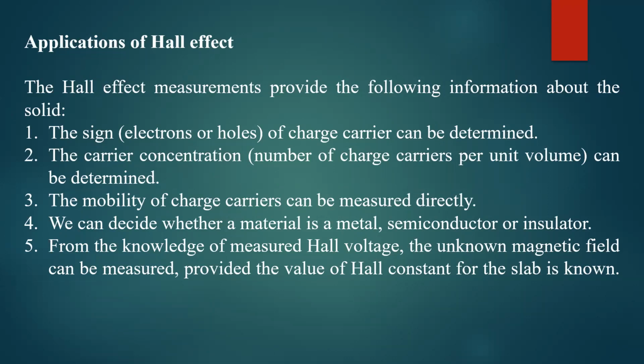Then, from the knowledge of the measured Hall voltage, an unknown magnetic field can be measured. If you know the applied electric field, you can measure the Hall voltage, and then you can find the value of Hz, that is, the magnetic field applied to produce the Hall effect, if the Hall constant or Hall coefficient is known for the corresponding material. This is how you can measure certain properties of the material by doing the Hall effect experiment. So this is about the Hall effect in semiconductors.